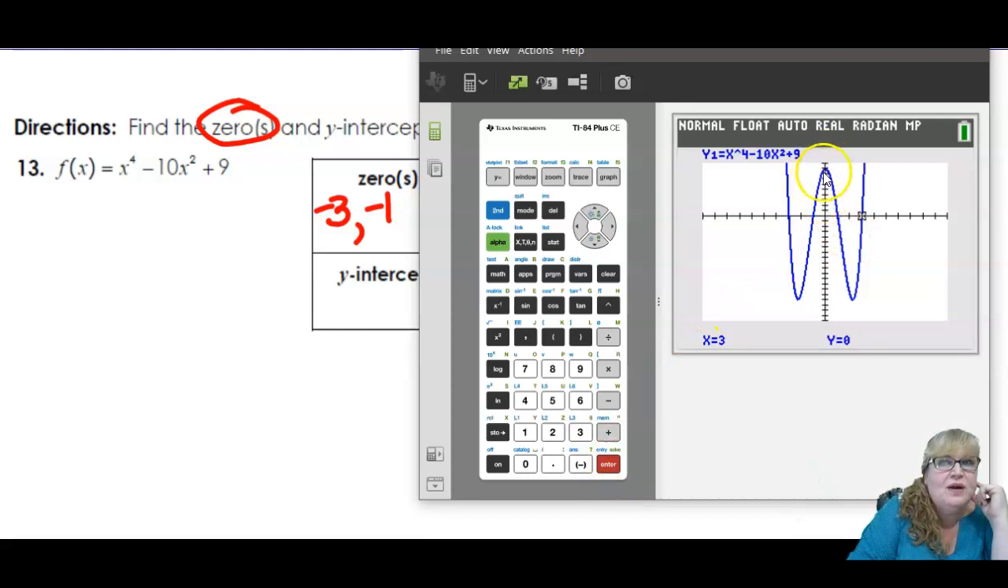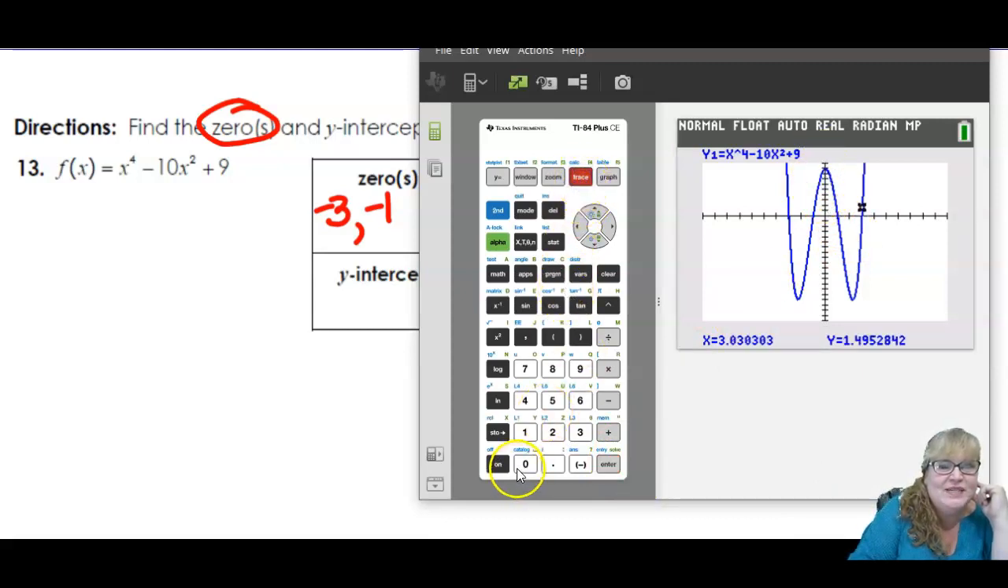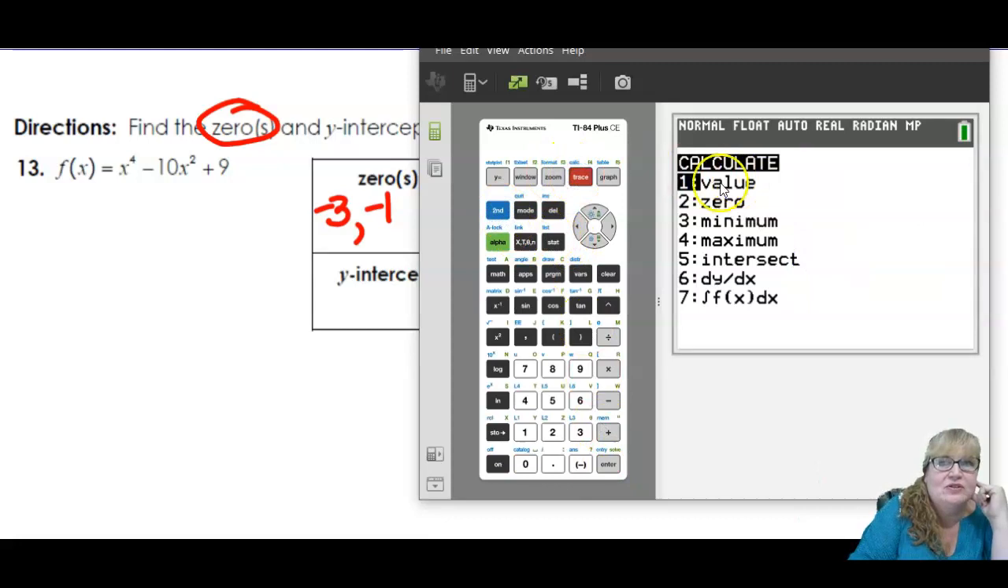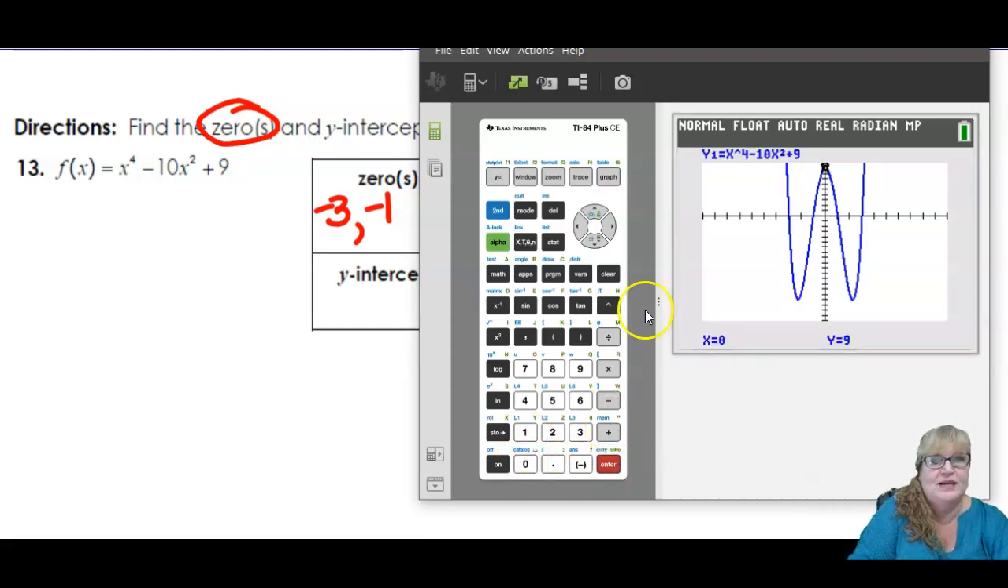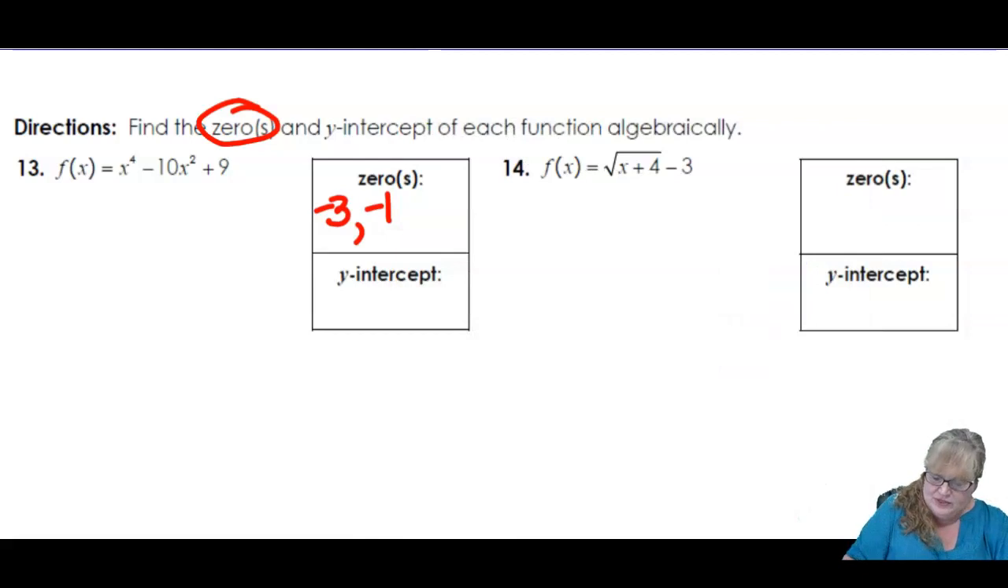And how do you find the y-intercept? Well, this is the easiest one of all because you go trace and type in a value of 0, or you can go second trace up here to calculate the value, choice 1, at x equals 0, and it'll find the y-intercept of 9. All right, so that one turned out pretty easy.